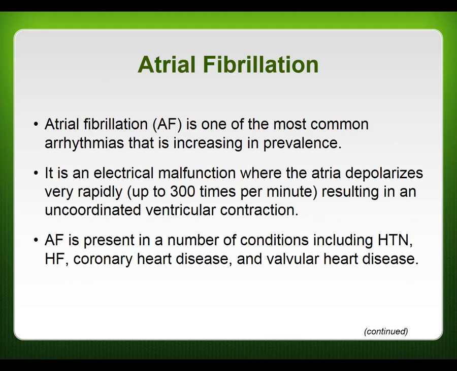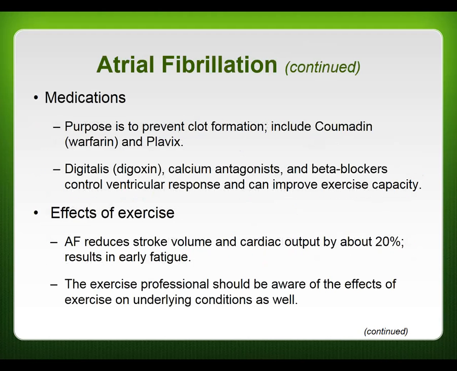AFib is one of the most common arrhythmias and is increasing in prevalence. It is an electrical malfunction where the atria depolarize very rapidly, up to 300 times per minute, resulting in an uncoordinated ventricular contraction. AFib is present in a number of conditions, including hypertension, coronary heart disease, and valvular heart disease. Medications, Coumadin and Plavix, prevent clot formation.